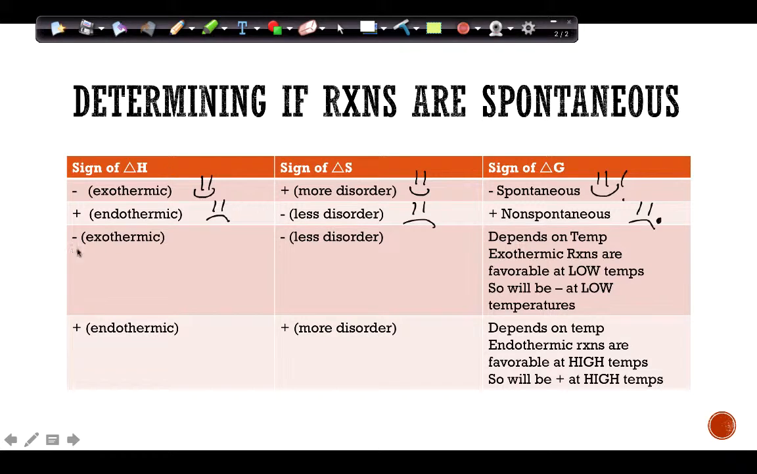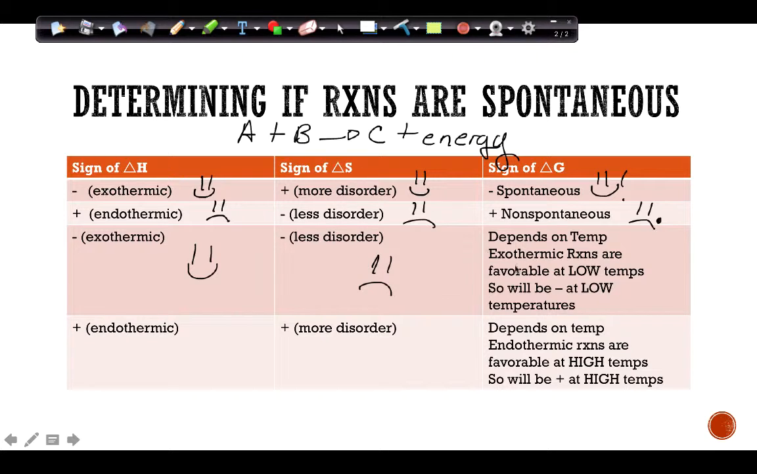All right, so now let's look at another situation. If we're releasing energy, so it's exothermic, that's good, we like that. But it became more clean, so we don't like that. So it's going to depend on the temperature. So if we think about this, an exothermic reaction is going to produce heat. So A plus B produces C, D, and then energy. We like that. We like it when it produces energy.